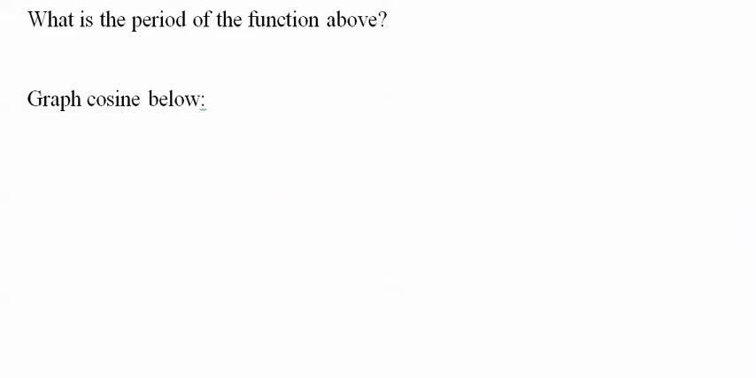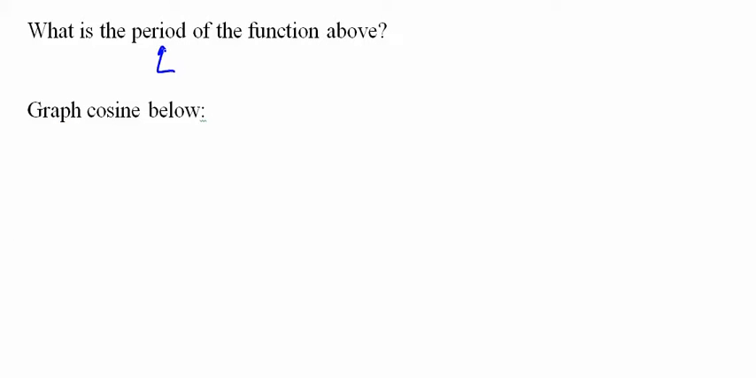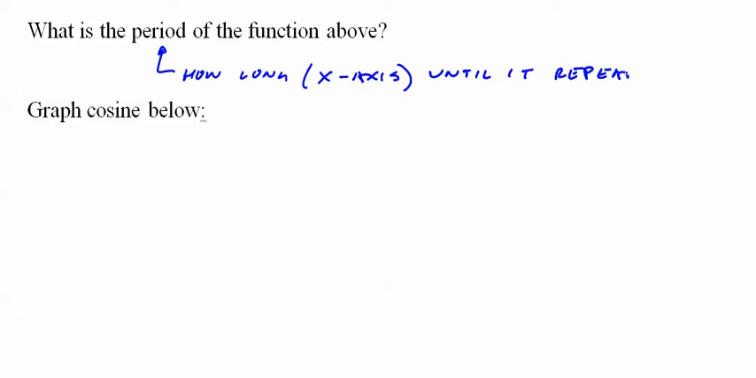What's the period? What's period again? How long? In this case, the x-axis, although we could plot time on the x-axis, until it repeats. From the unit circle, we know that sine repeats every 2 pi.